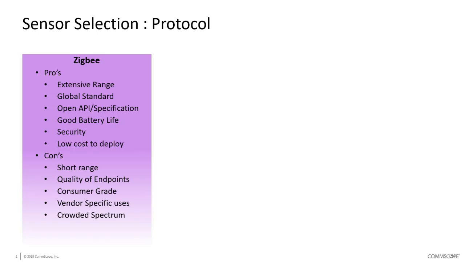On the downside though, they can be fairly short range, especially as we get into a congested environment from a physical perspective versus a number of devices. You can also see quite a different range of quality when it comes to the endpoints or the devices themselves. You can see some very poor quality devices coming out of certain regions around the world. They also tend to be more of a consumer grade product rather than enterprise.